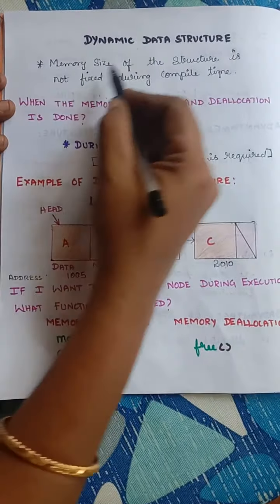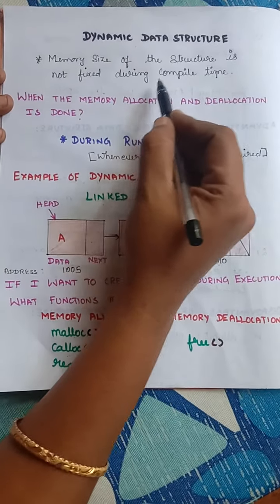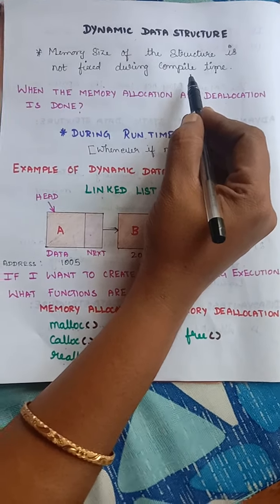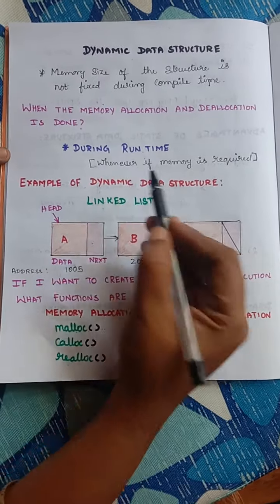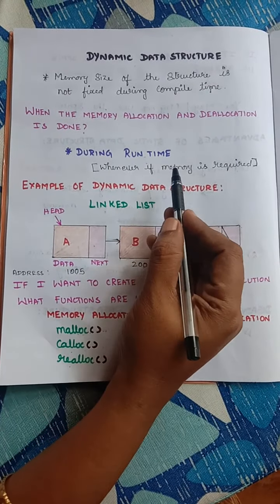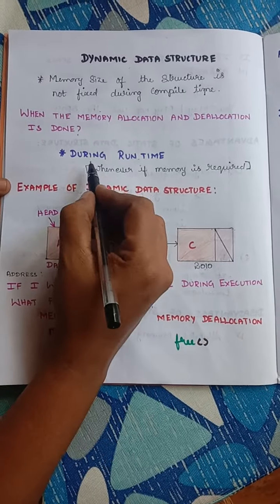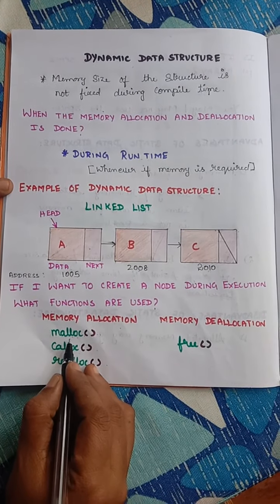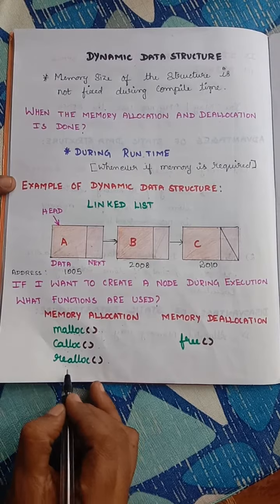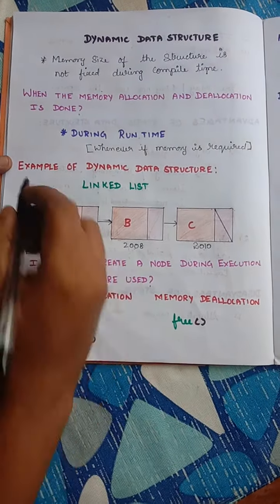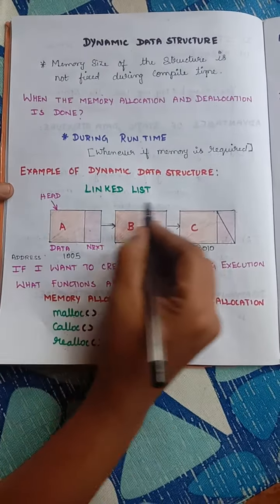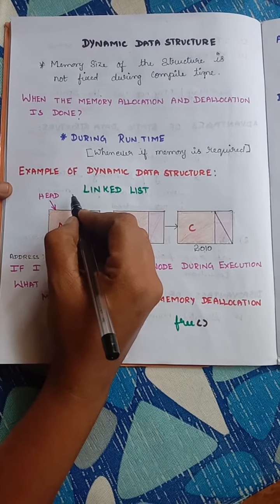Now coming to the dynamic data structure. The memory size of the structure is not fixed during compile time, but it gets fixed during runtime. That is, whenever memory is required, the memory allocation happens. That is done by using the memory allocation functions malloc, calloc and realloc. An example for dynamic data structure: linked list is the best example for dynamic data structure.